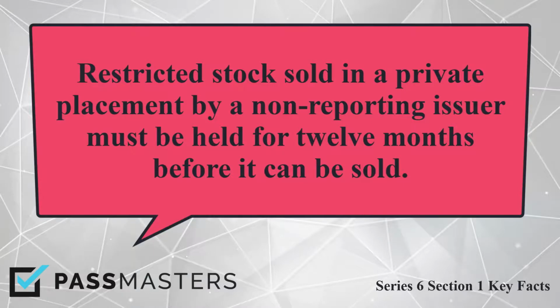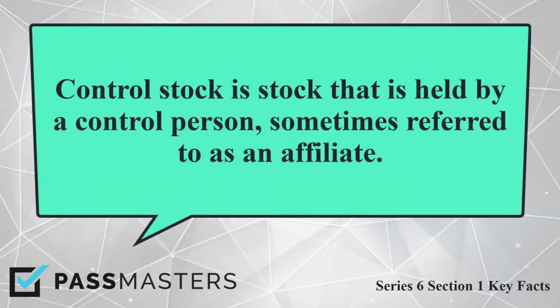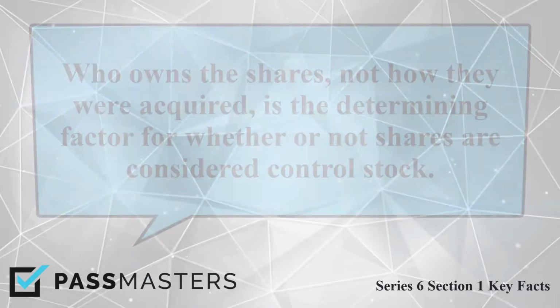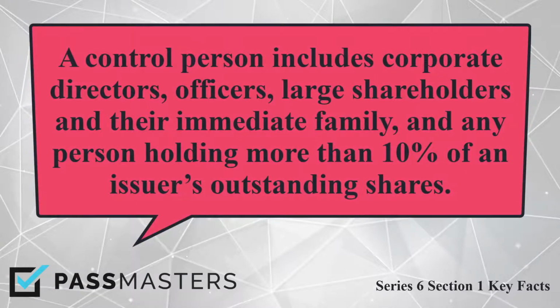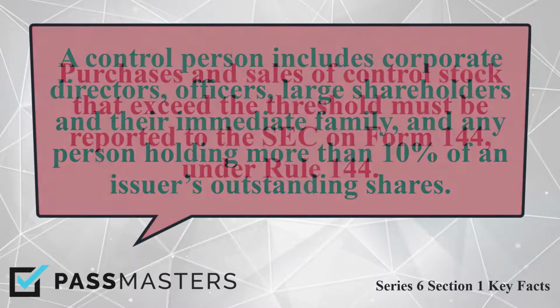Control stock is stock that is held by a control person, sometimes referred to as an affiliate. Who owns the shares, not how they were acquired, is the determining factor for whether or not shares are considered control stock. A control person includes corporate directors, officers, large shareholders and their immediate family, and any person holding more than 10% of an issuer's outstanding shares.